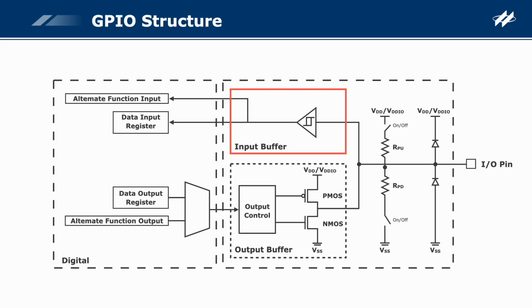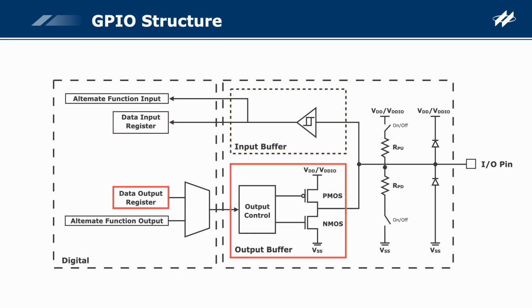Next is the input circuit. There is a Schmitt trigger in the input buffer. If the input signal voltage exceeds the high threshold, the input signal will be converted to a high level, vice versa, it will be converted to a low level. This design can effectively avoid the input instability caused by signal fluctuation. Then the signal integrated through the Schmitt trigger will be stored in the data input register.